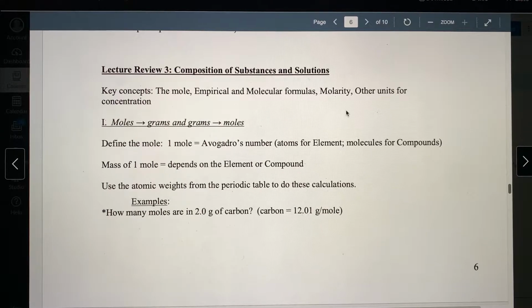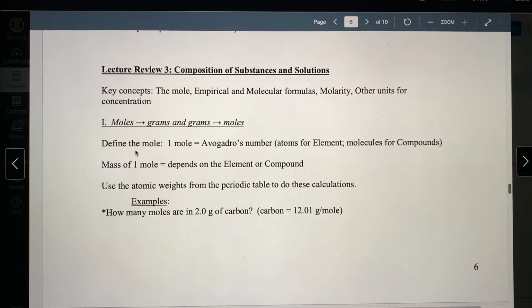Okay. Now, first of all, before we can do anything, it's very important to know how to convert moles to grams or grams to moles. This is very important because in chemistry, the mole is everything. All the calculations, stoichiometry later on, will be based on moles. The mole is the good unit of quantity in chemistry.